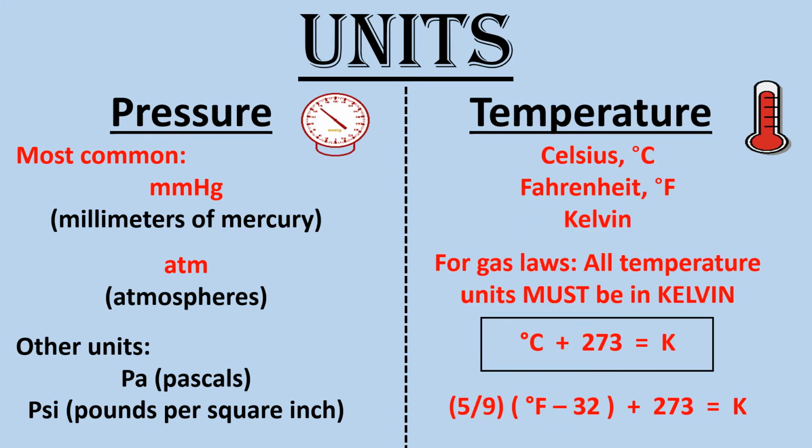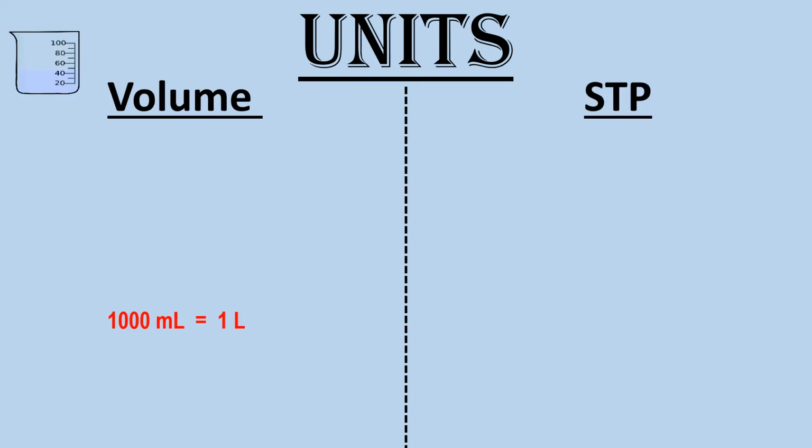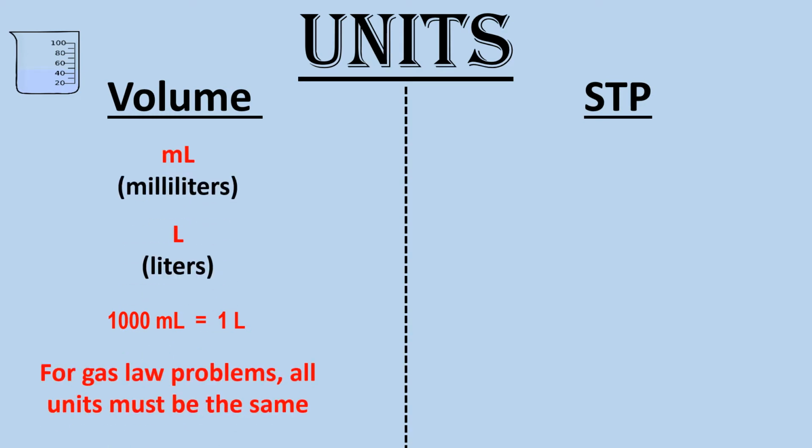Temperatures. Temperature is Celsius and Fahrenheit. Celsius is what we usually use in science. However, with the gas laws, we want to always use the Kelvin. So that is Celsius plus 273. Volume is in milliliters or liters. For gas problems, as long as they're the same throughout the problem, everything's fine.